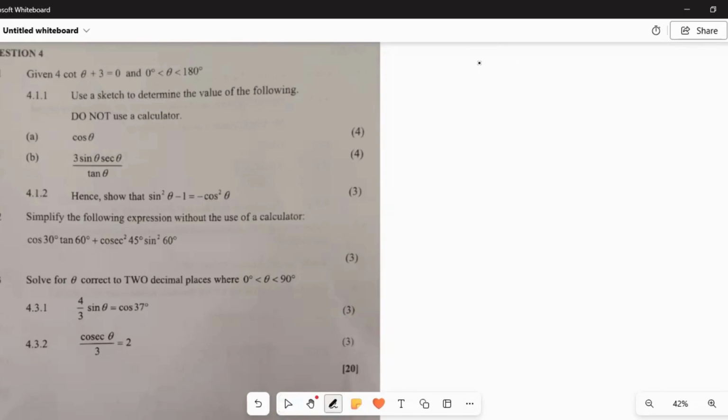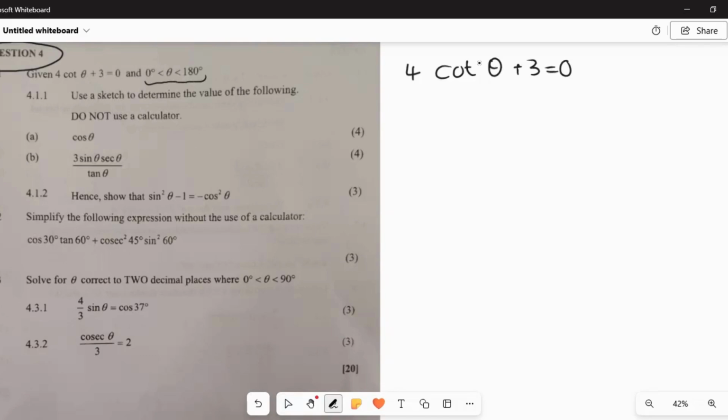This is one of the questions that I was asked to do, where we are given 4 cot theta plus 3 is equal to 0. And then they're saying that theta is between 0 and 180, right? And then we're going to solve this.